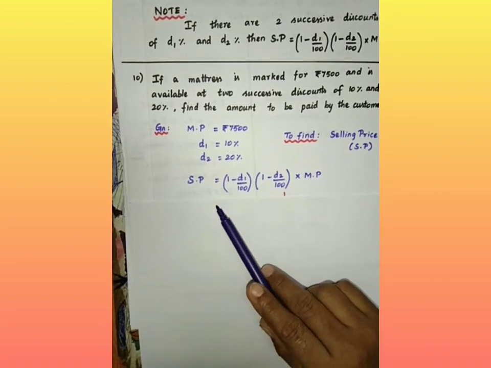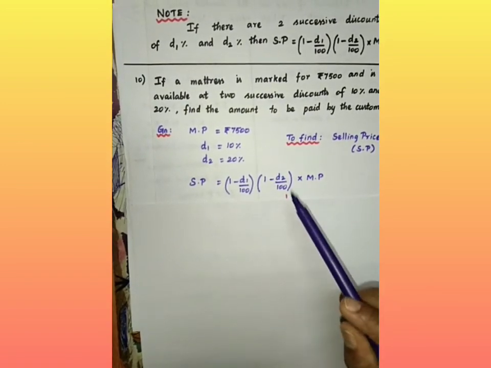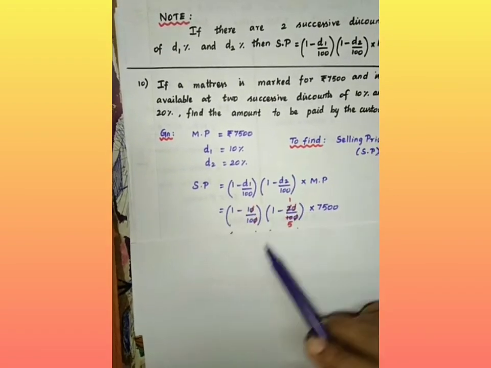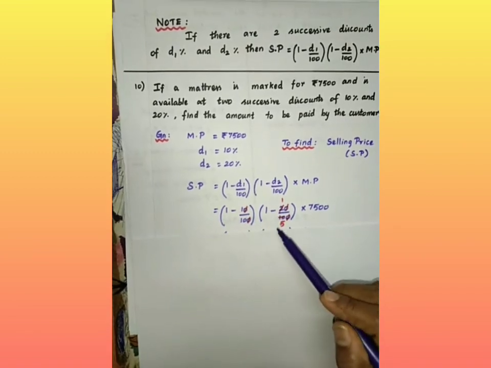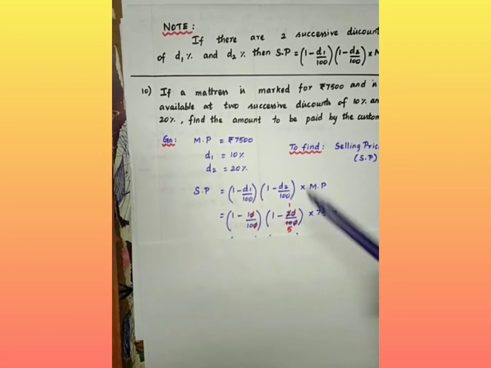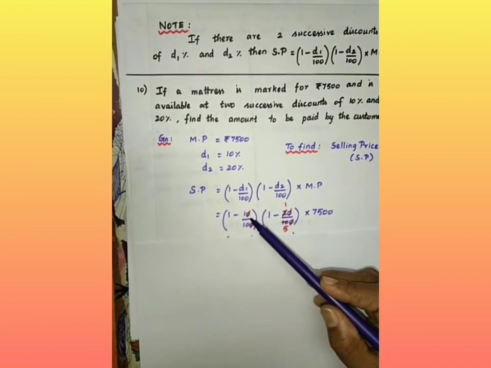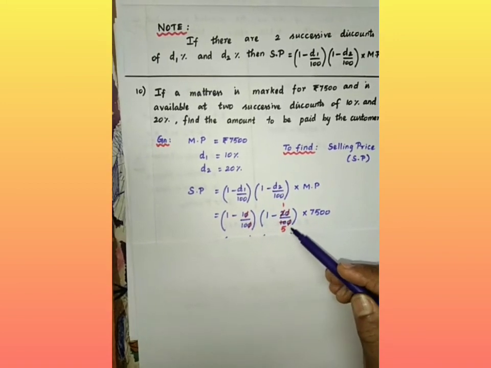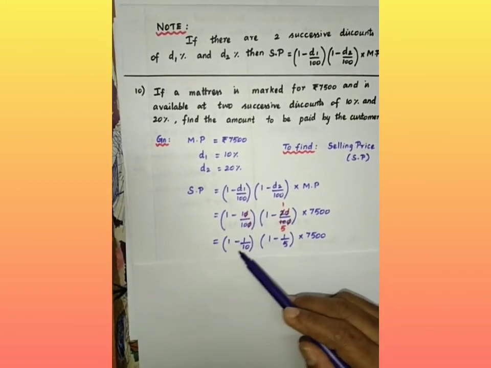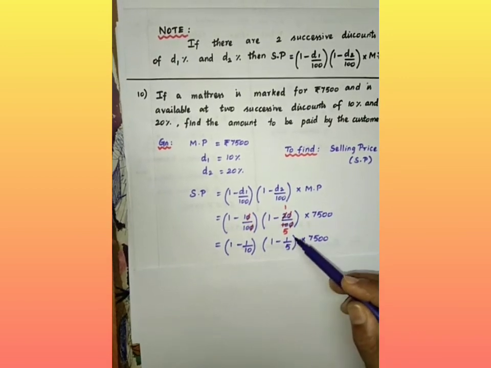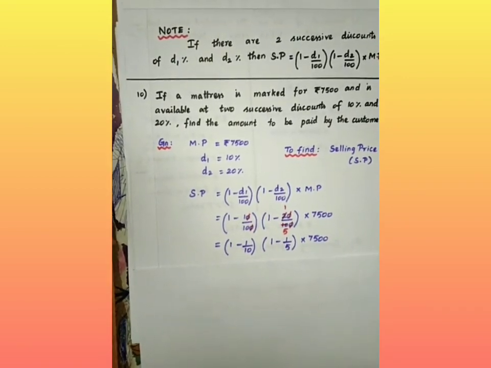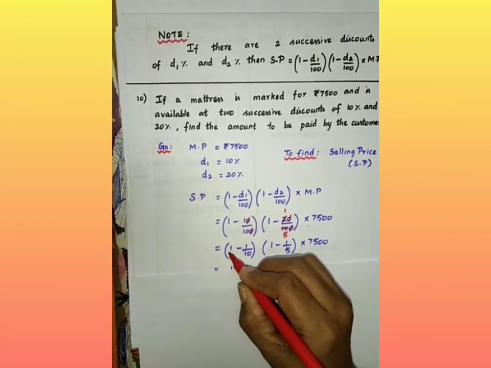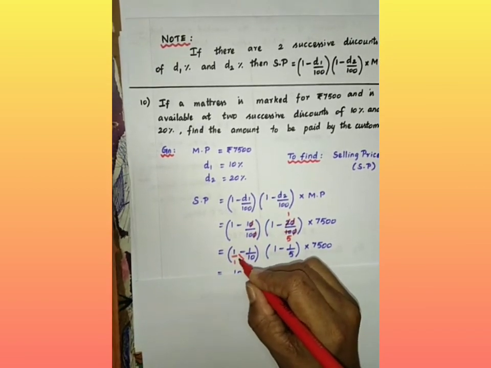So the formula is selling price equals 1 minus D1 by 100 into 1 minus D2 by 100 into MP. Then we can substitute all the values. 1 minus 10 by 100 into 1 minus 20 by 100 into MP, which is 7,500. Here zeros we have cancelled. Here also 0 we have cancelled. Then 2 ones are 2 and 2 fives are 10. Then the remaining values are 1 minus 1 by 10 into 1 minus 1 by 5 into 7,500. So here we can take the LCM. So the denominator will be 1. So we can cross multiply.